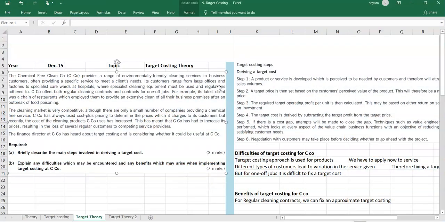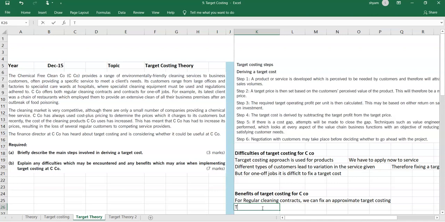So the next step is going to be, for example, its latest client was a chain of restaurants which employed them to provide an extensive clean of all their business premises after an outbreak of food poisoning. So this tells us how difficult it is to create a target costing here. The cleaning market is very competitive, although there are only a small number of companies providing a chemical free service.